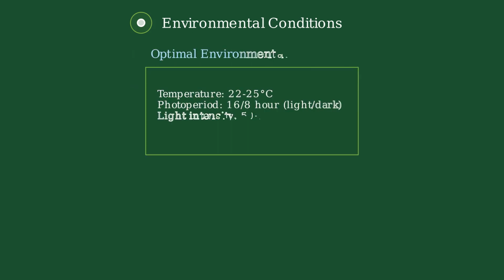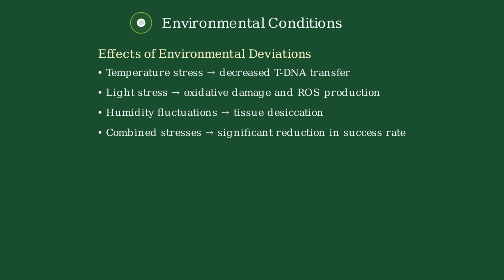To summarize, the optimal environmental conditions include temperatures of 22 to 25 degrees Celsius, 16-hour light and 8-hour dark cycle, light intensity of 50 to 100 micromoles per square meter per second, and relative humidity of 60 to 70%. Deviations from optimal conditions can significantly reduce transformation efficiency. Temperature stress decreases T-DNA transfer, light stress causes oxidative damage, and humidity fluctuations lead to tissue desiccation.